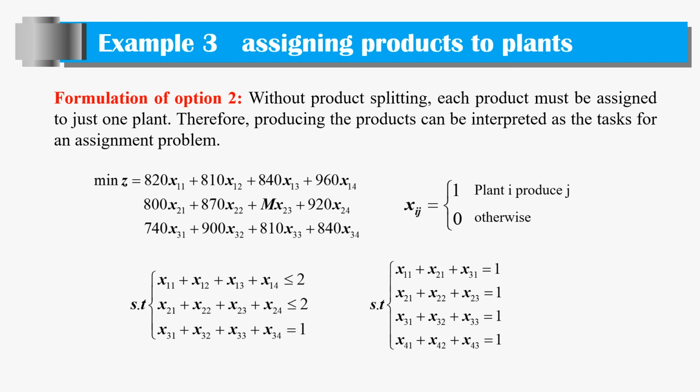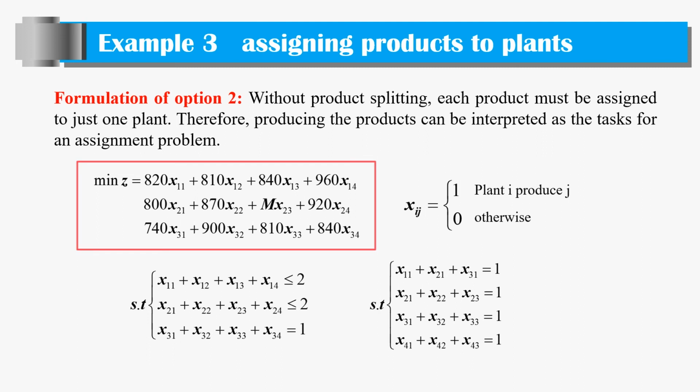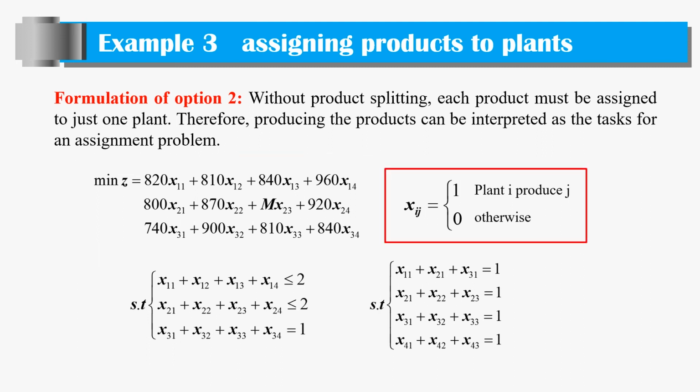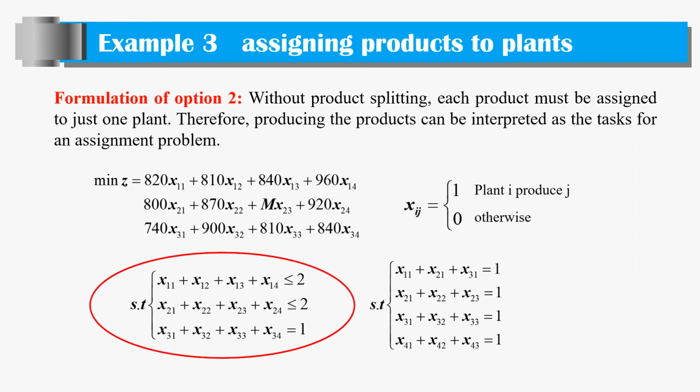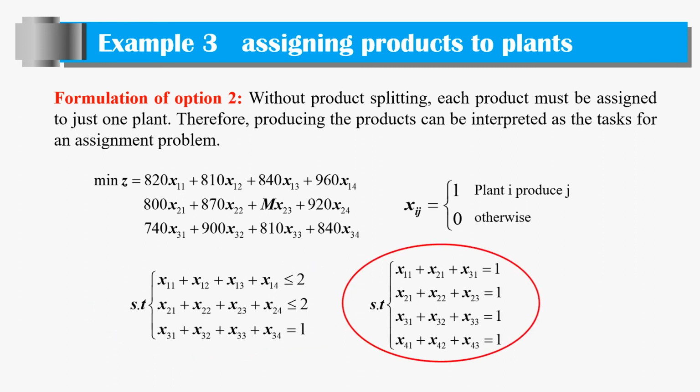It is the formulation of Operation 2: minimize the total cost, where xij are binary variables, and this is the supply constraint, and this is the demand constraint.